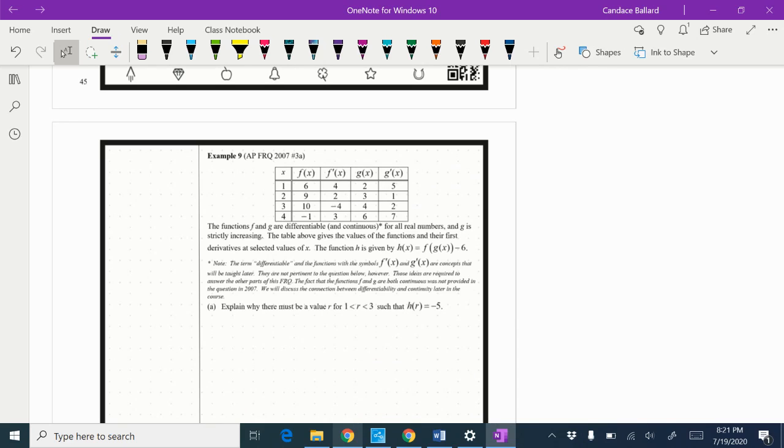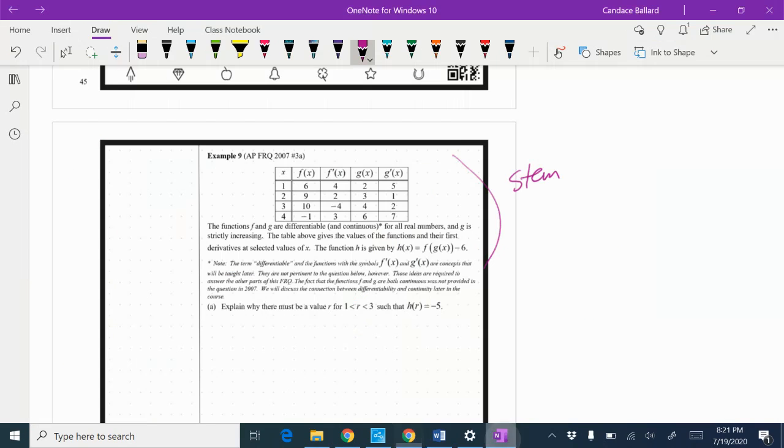There's some goofiness in here. You don't really need to worry about it. But it's good to see one of these off of a table, because this is what we call a tabular stem. This is the stem of the problem and it has a table in the stem. So the functions f and g are differentiable.